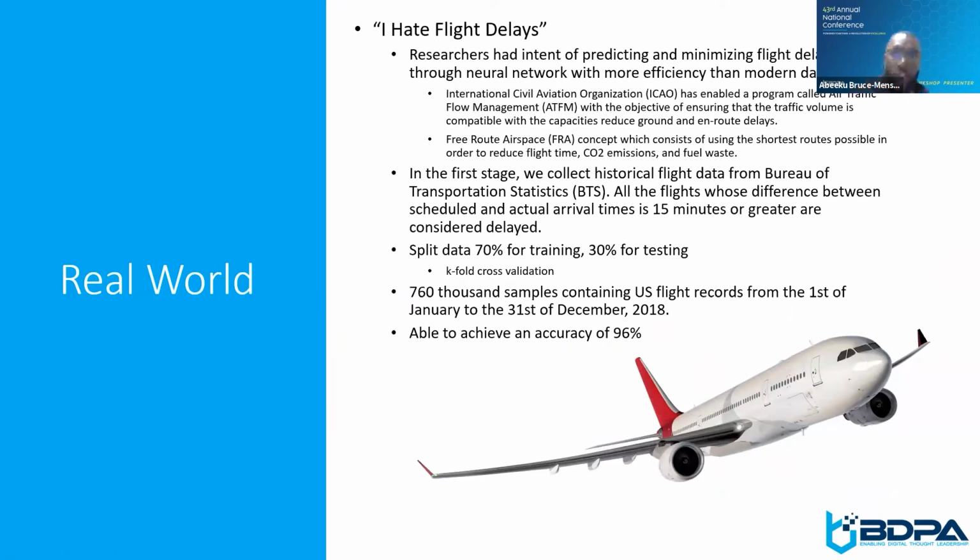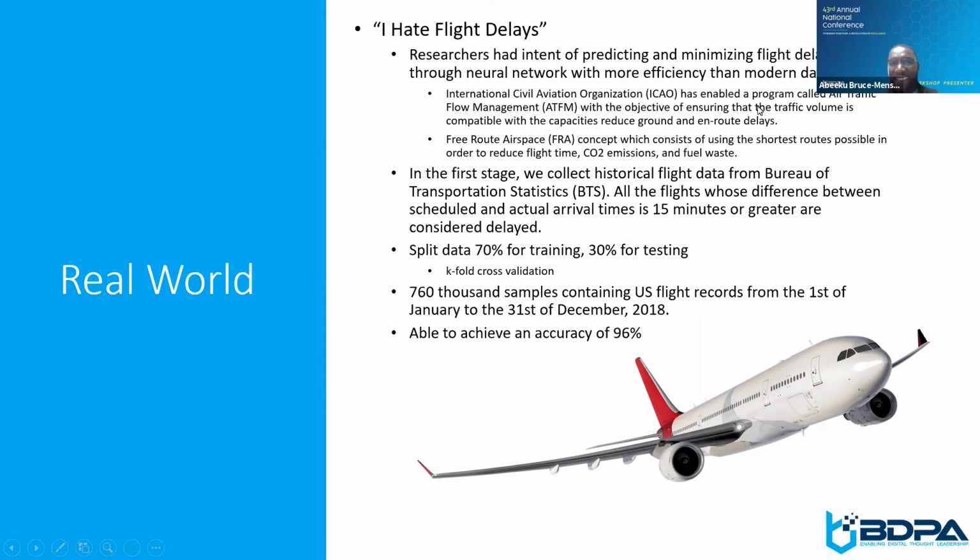The next real world example is about flight delays. A bunch of researchers actually saw some gaps in the way that they were analyzing flight delays. There are two organizations that analyze how air traffic should be controlled in such a way to minimize the delay in flight as much as possible. The first one is the International Civil Aviation Organization, ICAO.